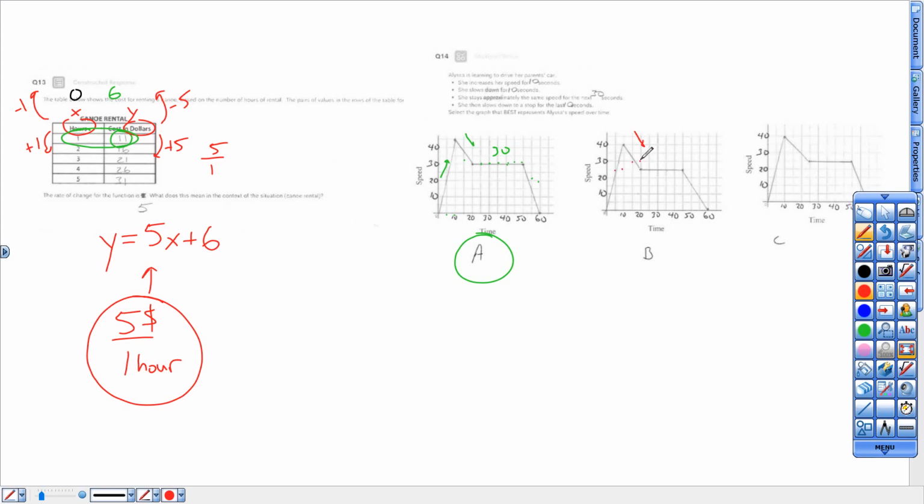Let's see. 5, 10, 15, 20. This one's no good because it's going the same speed there at 25. That doesn't match, so that's why this one's no good. And this last one's no good because right here I could see this stretch is decreasing for 15 seconds. Doesn't match that, so that's why that one's no good. All right, let's move on.